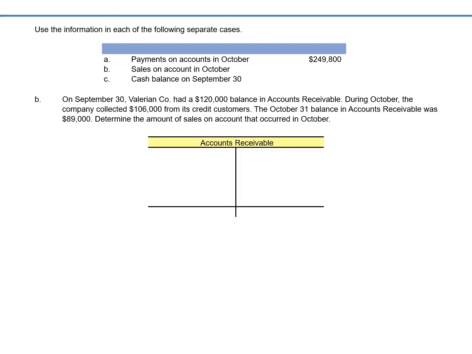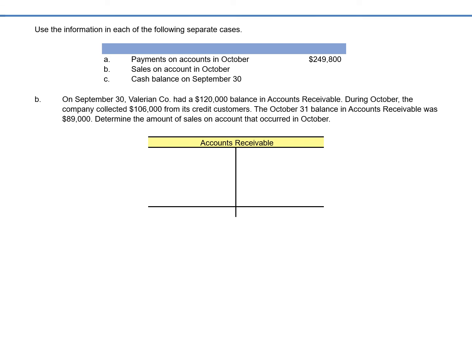Okay, so our first step is to set up our T account for accounts receivable. We set accounts receivable as an asset account. In order to increase asset accounts, we debit. Asset accounts have a normal balance of a debit, right? And so debits belong on the left side of the T account.